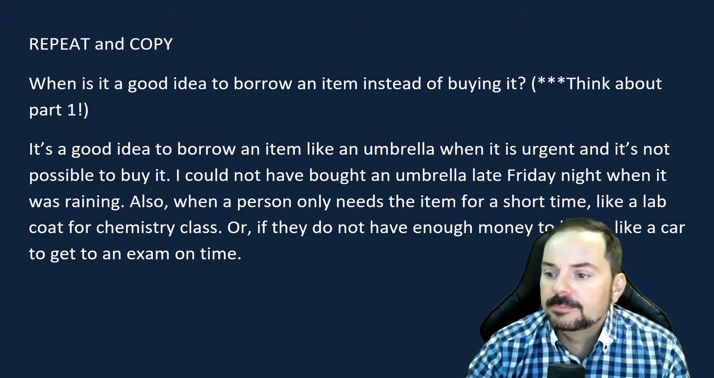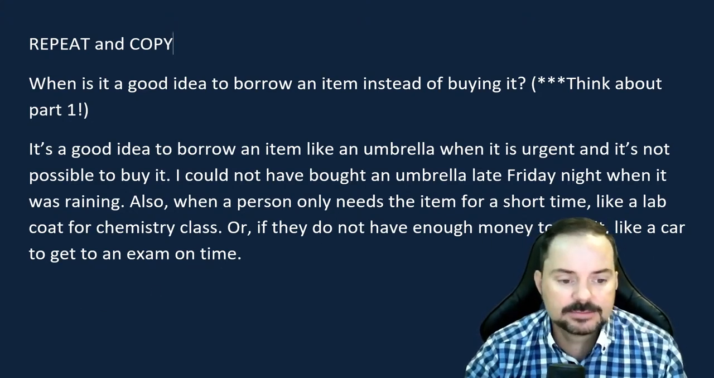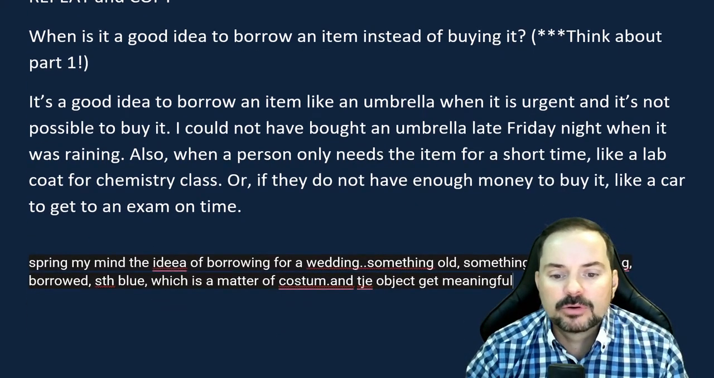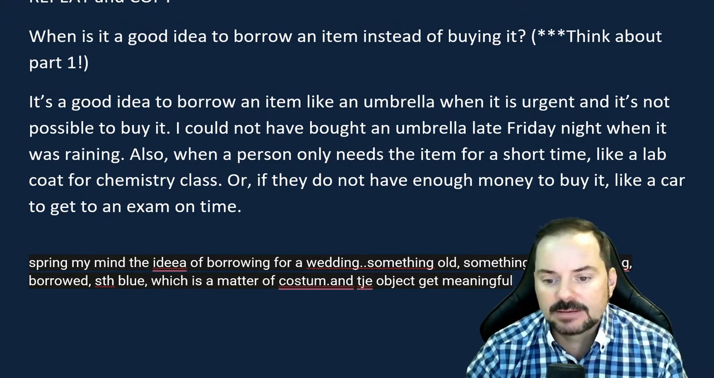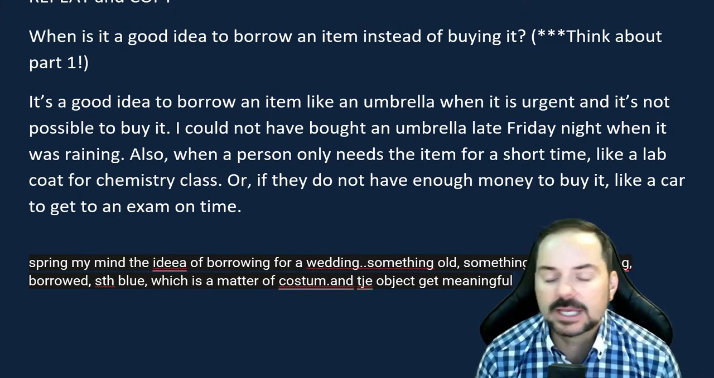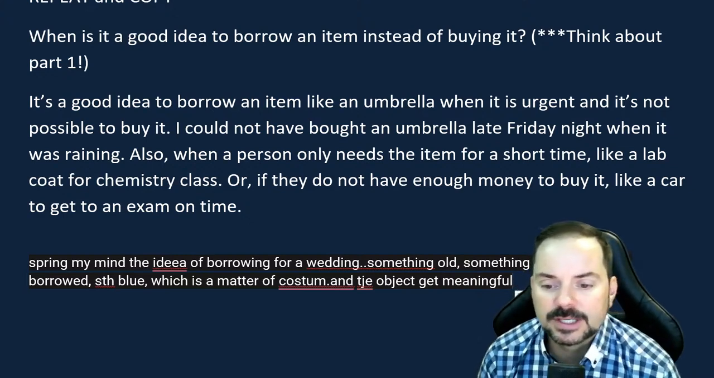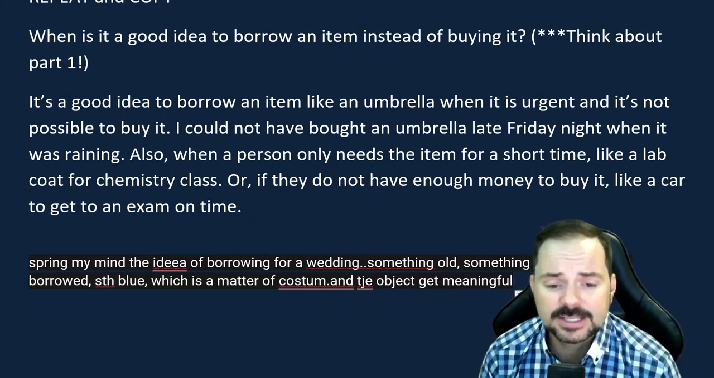Okay, Romelia says, springs to my mind the idea of borrowing for a wedding. Something old, something new, something borrowed, something blue, which is a matter of custom and the object gets meaningful. Romelia, it sounds like a riddle. Do not sound like a riddle on the exam. Riddle means like a guessing game.